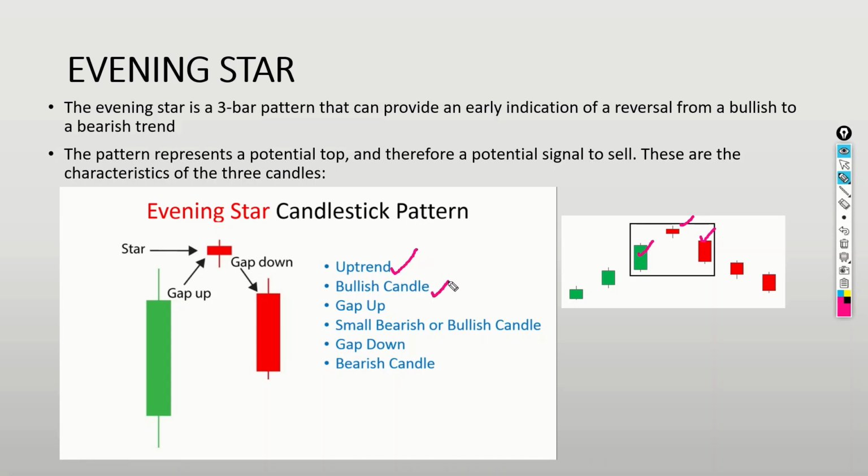We have to see a bullish candle first, right here, and then you have to see a gap up, right here, and then you have to see a small bearish or bullish candle, which is here, and then you have to see a gap down, which is right here, then you have to see a bearish candle, which is here. So from there, we expect the market to reverse downward. So that is our evening star.